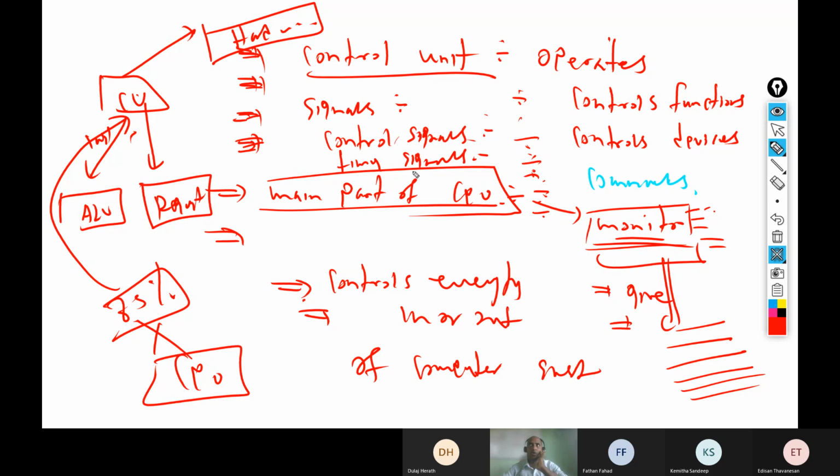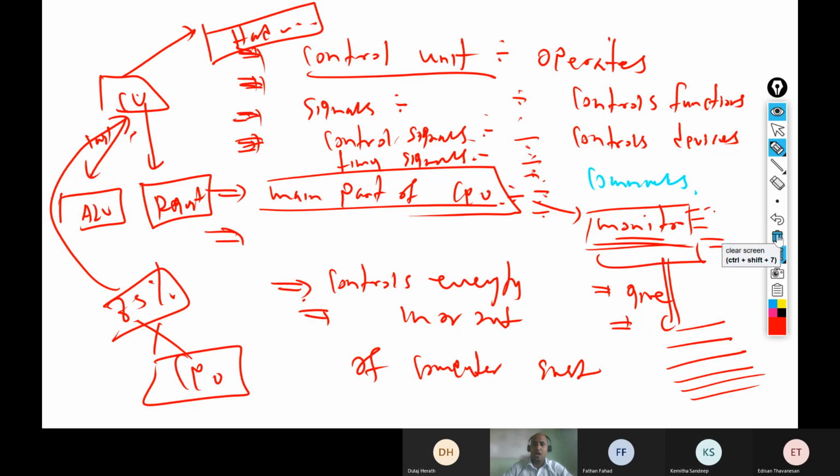Control unit, okay. What does our sir say? That the control unit is the main part of the CPU. And our sir says the control unit can control everything, internally and externally, of the total computer system. Our sir said that the control unit can generate control signals and timing signals, right? According to the requirement, it can generate them and send them across to the devices and the other parts of the computer system. Everybody clear? Yes, sir. Great, right. So that's about the control unit.